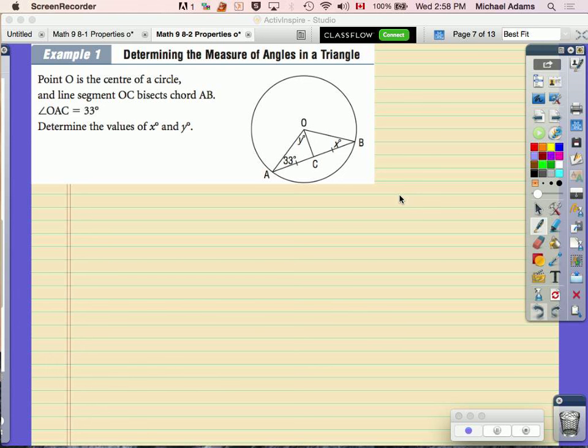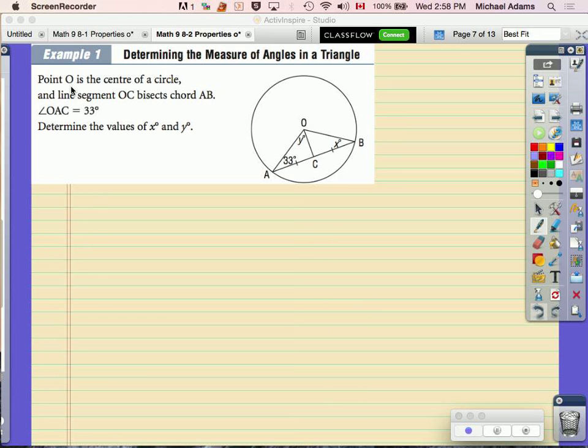Hi again, grade 9s. So last time we looked at chords in a circle, understanding what they are. Now this time we're going to take a look at trying to solve problems using chords in a circle, or using the properties of chords in a circle. So let's take a look at this example here. It says determining the measure of angles in a triangle.